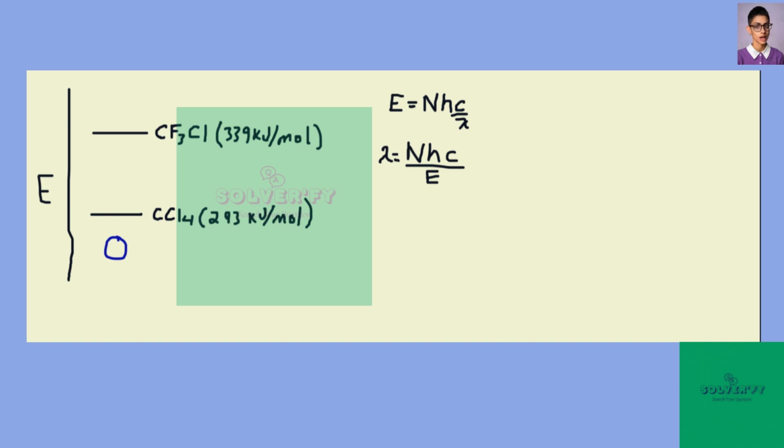And in this area, you would have enough energy to break this C-Cl bond, but not this C-Cl bond, because the minimum amount of energy would be here. So above this, you would be able to break both. That means that in this region right here, you're able to break the bond of one, but not the other. Now we're going to use our equation, lambda is equal to N h c over E, to calculate our wavelength.